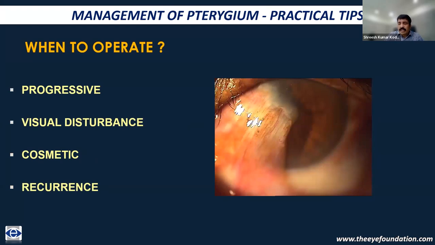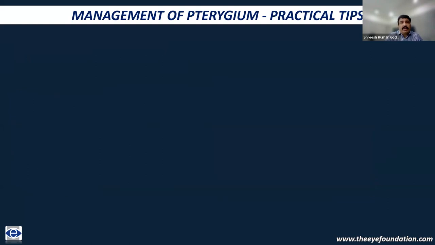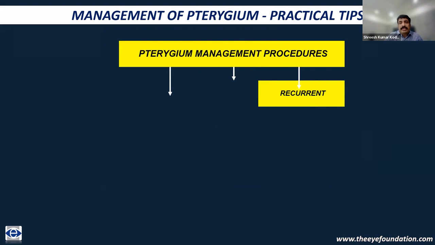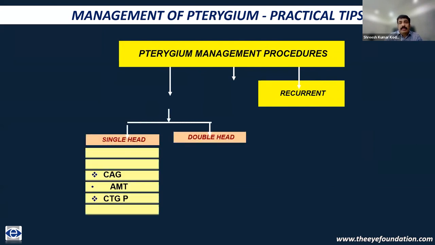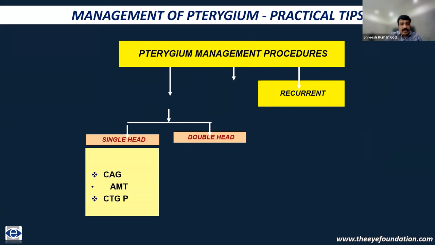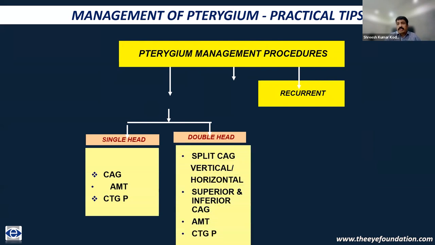So when do we have to operate on these pterygium cases? If we see a progressive pterygium, if there is visual disturbance because of pterygium, if it is disturbing the patient cosmetically, or in case of recurrent pterygium. These are some of the indications for pterygium surgery. As I have already mentioned, we do not have set protocols, but with experience over a period of time, we get good results with a particular type of procedure for a particular type of pterygium.